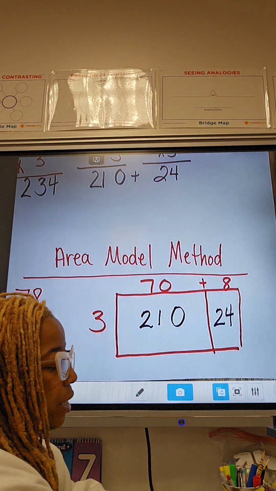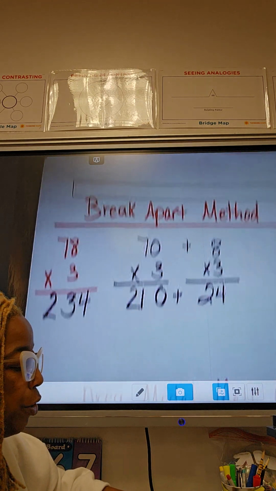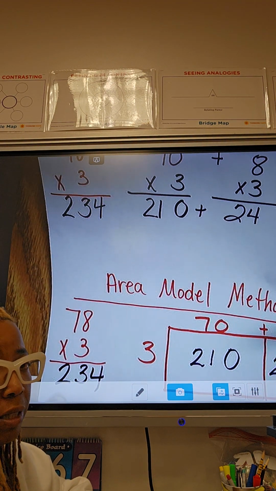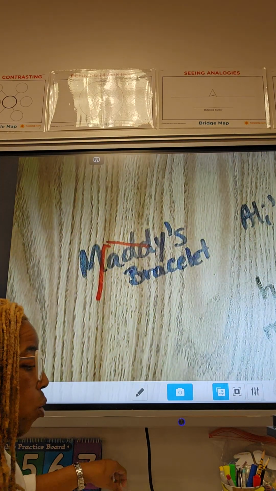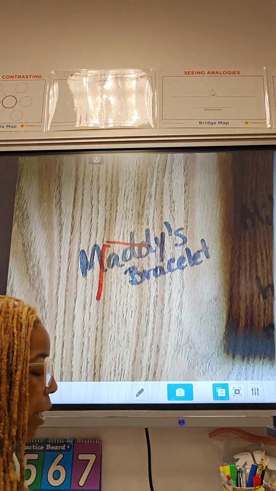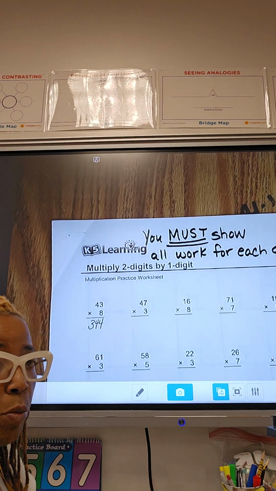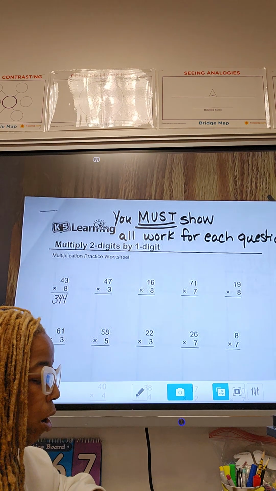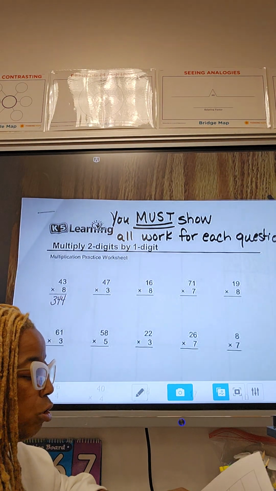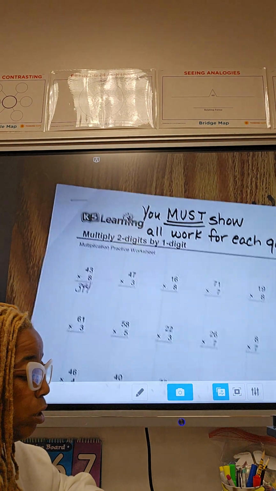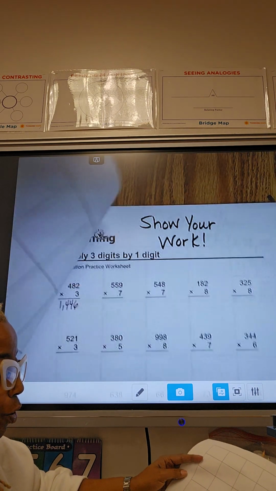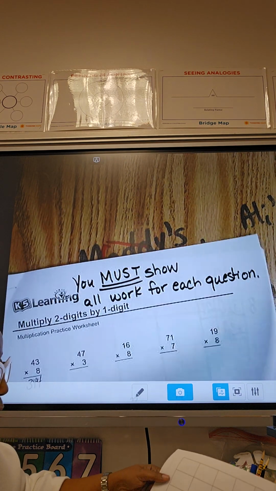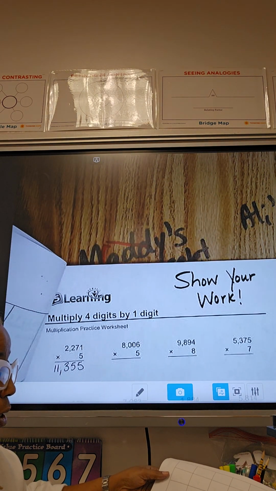Okay. All right, so on homework, like I said, you can use either one, the break apart method or the area model. If you need more examples, there are several examples on YouTube, but sometimes they do it a little differently, which might confuse the scholars. So just be careful when you are presenting those types of questions. So with your homework, you have a page with 2-digit by 1-digit. Then you have 2 pages with 3-digit by 1-digit. And then the final page is 4-digit by 1-digit.